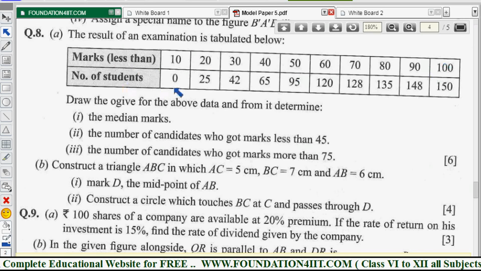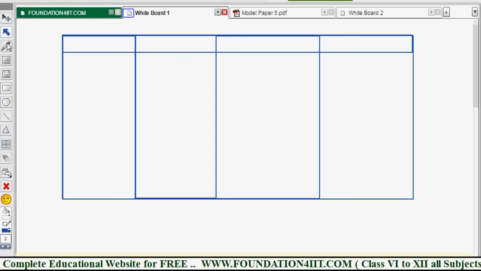And number of students is 0, 25, 42. That means less than 20 marks, 25 students. Less than 30, 42 students. So like this data is given. Let us take this data and find out the class interval and points also. Those points we'll use in the graph paper. We need 4 columns for this. You see the question here.